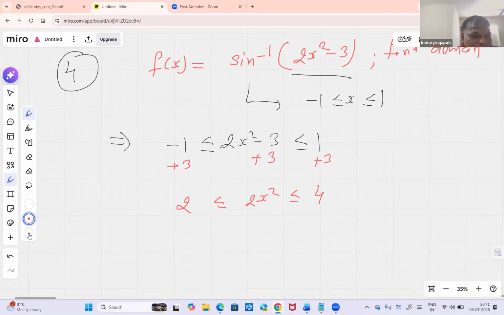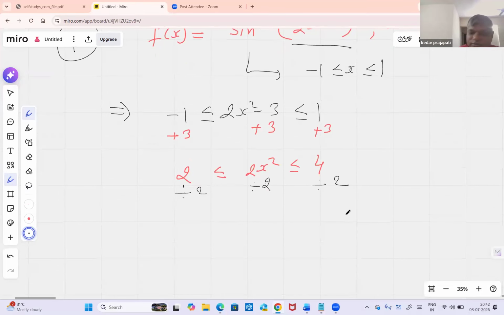Right? Now I need x square. So what we have to do? We have to divide by 2. Divide by 2 here, and here also divide by 2. So we will get 1 less than or equal to x square less than or equal to 2. Correct?